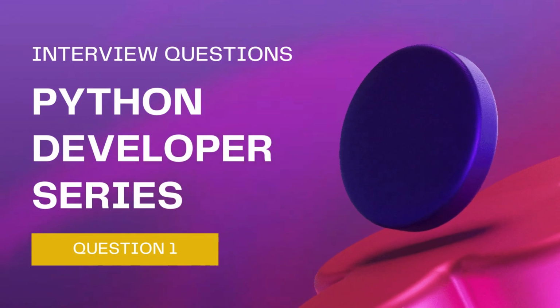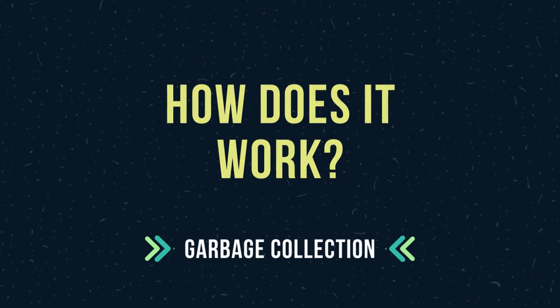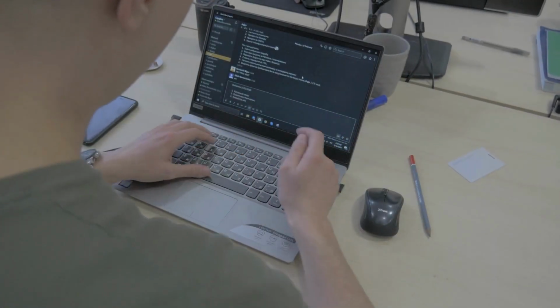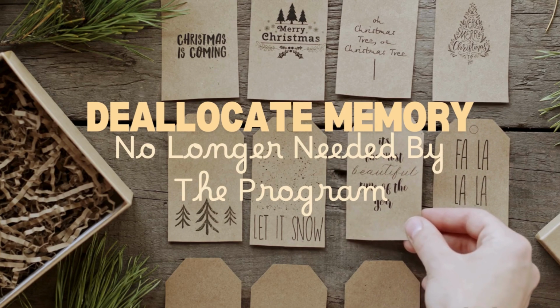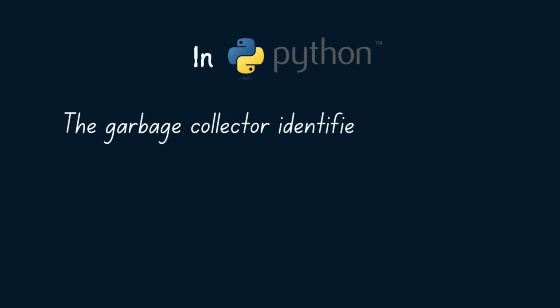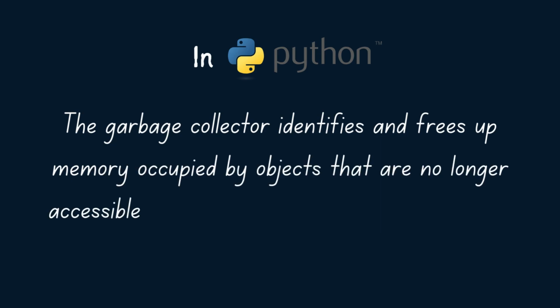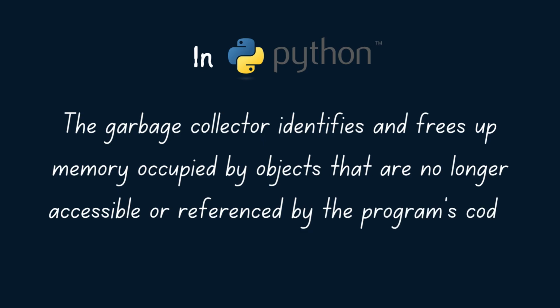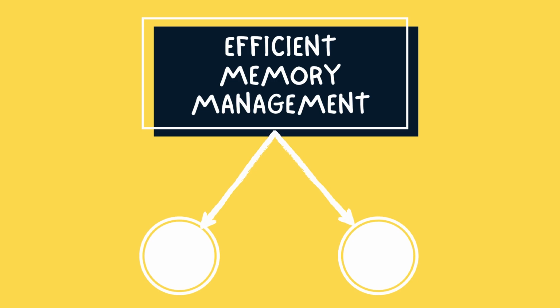Question 1. What is garbage collection in Python? How does it work? Garbage collection is an automatic memory management technique employed by programming languages to deallocate memory that is no longer needed by the program. In Python, the garbage collector identifies and frees up memory occupied by objects that are no longer accessible or referenced by the program's code. Python combines two methods for efficient memory management.